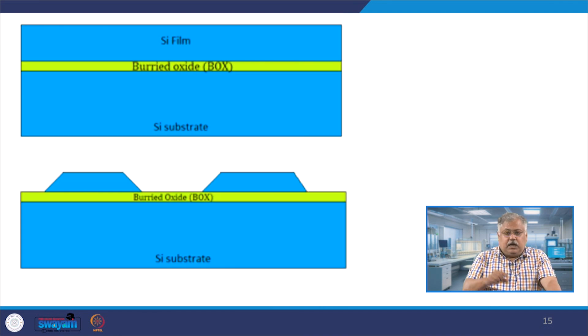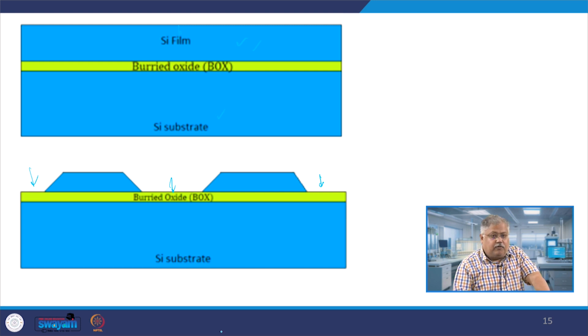Now I will just quickly go through the process steps here. If you look very carefully, I have the silicon substrate and the silicon film, I have a BOX. I etch away the silicon film using any of the etchant species. Once you have done that, I am left with the buried oxide available in the form of humps, and these silicons are also in the form of humps which you can see.